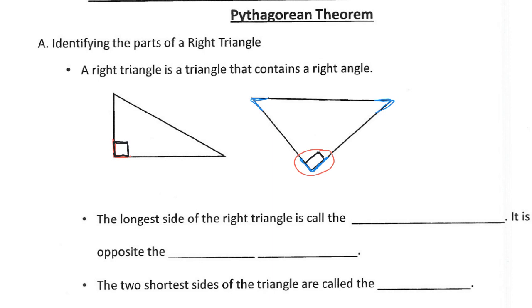Okay, so let's talk about some definitions. The longest side of a triangle is called the hypotenuse. Okay, so this is your hypotenuse. It's the longest side of the triangle, and it's always across from the right angle, or always opposite the right angle.